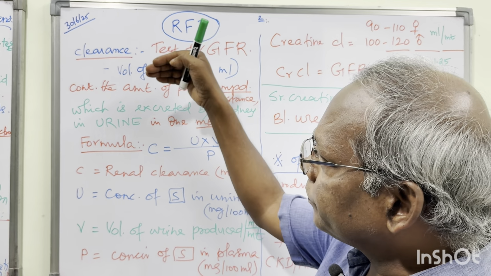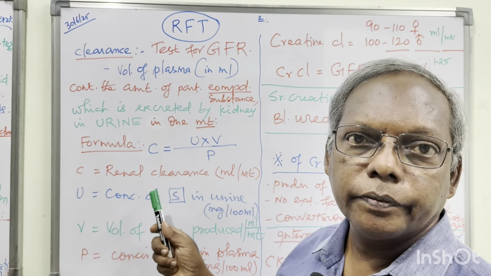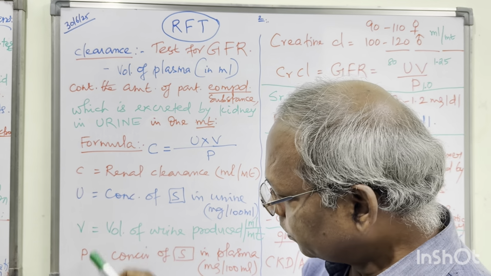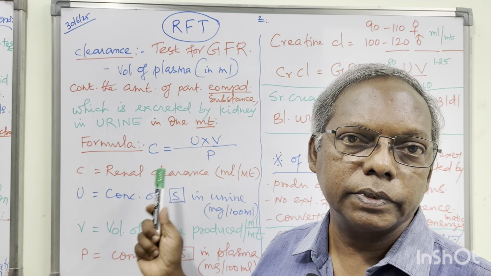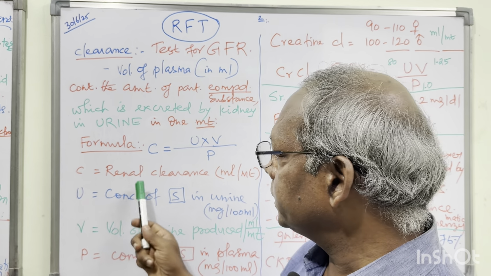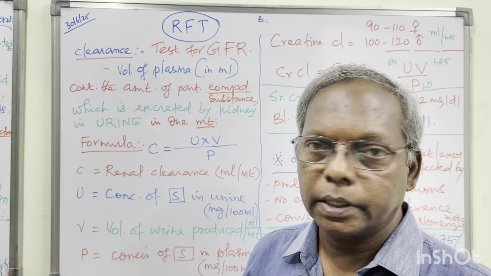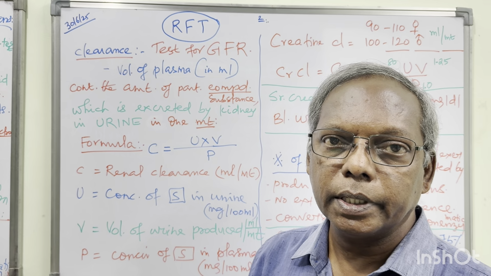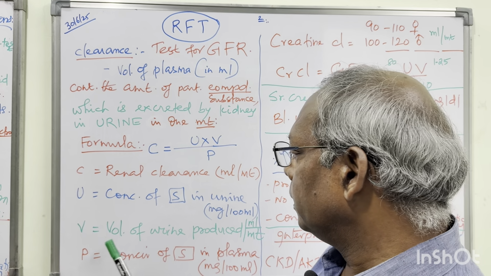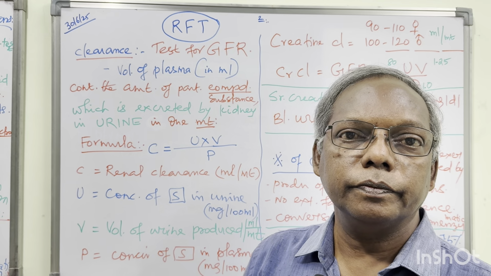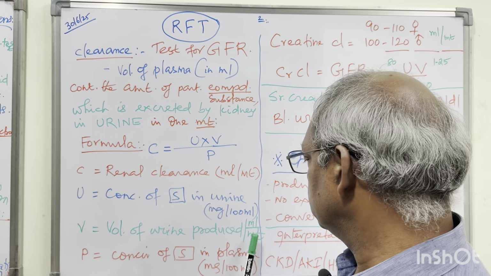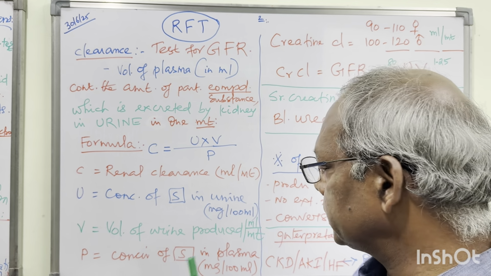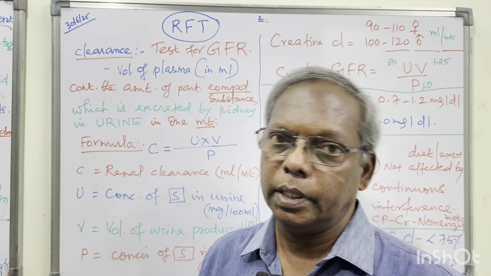Okay. What is the formula for this clearance? We have one formula, that is C is equal to UV per P. Here you have to explain one by one what is the meaning of C, U, V, P. C means renal clearance, ml per minute. U means concentration of the substance in urine, milligram per deciliter. V means volume of urine produced per minute in ml, ml per minute. Last one, P, is concentration of the substance in plasma, again milligram per 100 ml.